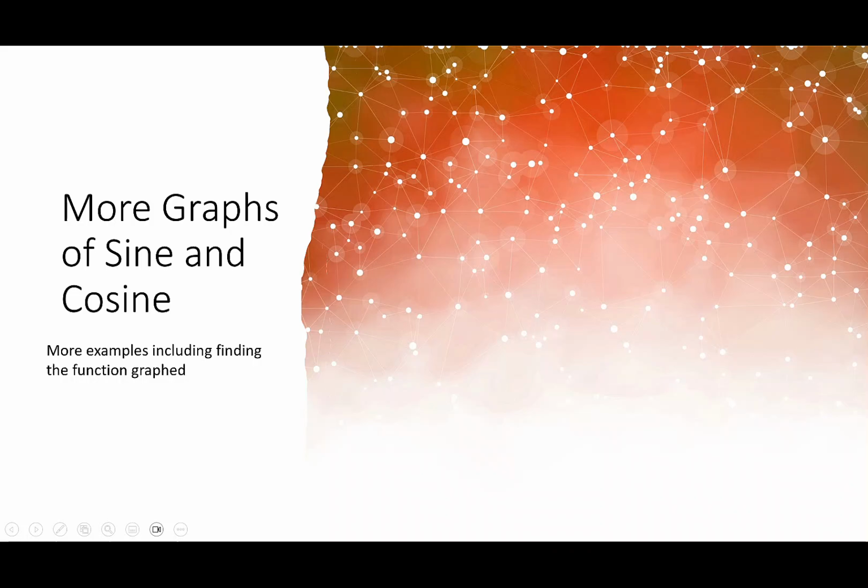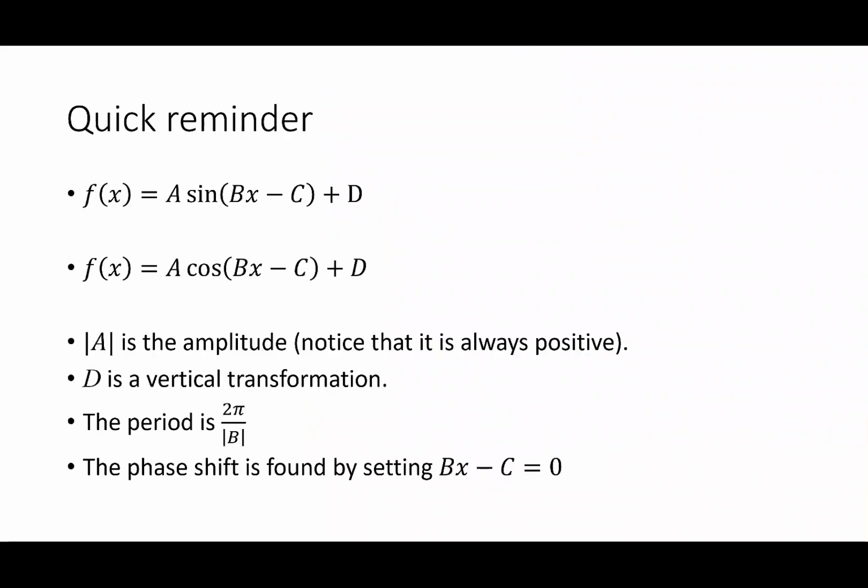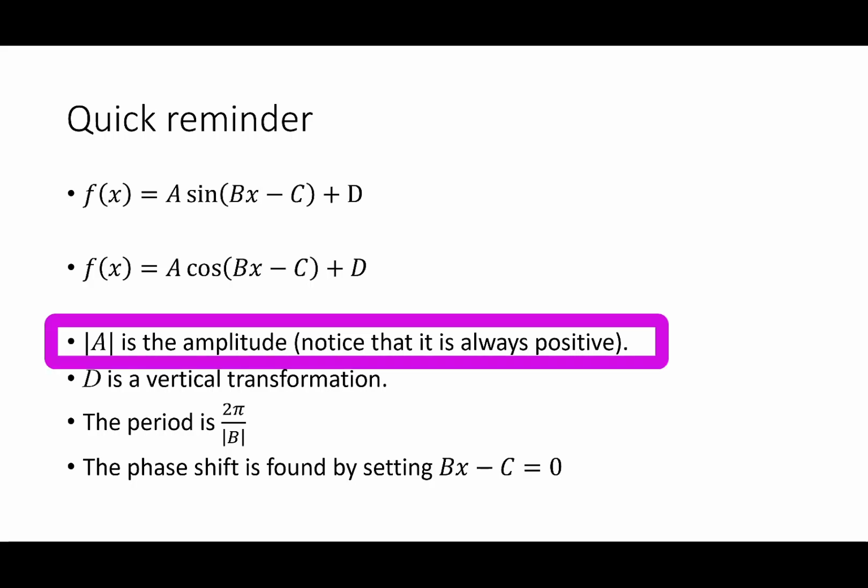Hi everybody, today we're going to do more graphs of sine and cosine function. This will include finding the function graphed. So as a quick reminder, when we have f of x is a times sine of bx minus c plus d, or f of x equals a times cosine of bx minus c plus d, the absolute value of a is the amplitude. It's always positive.